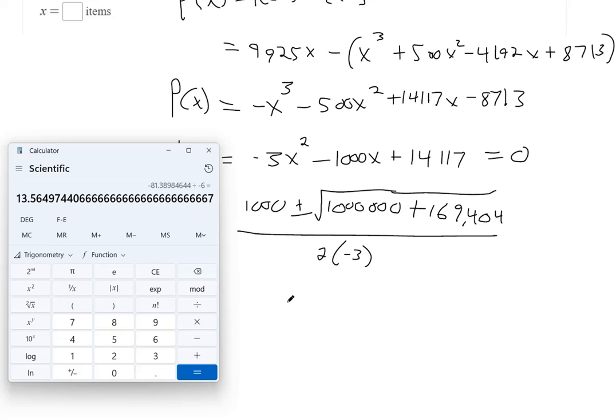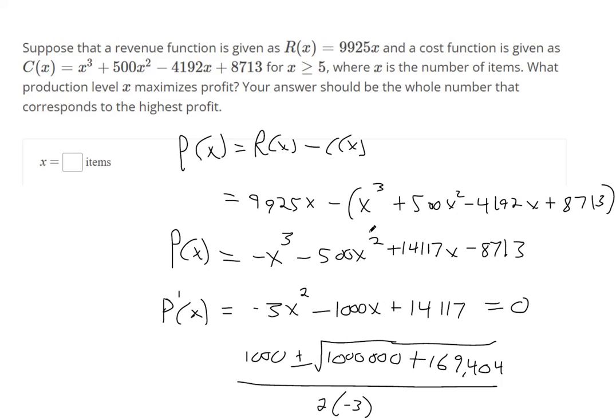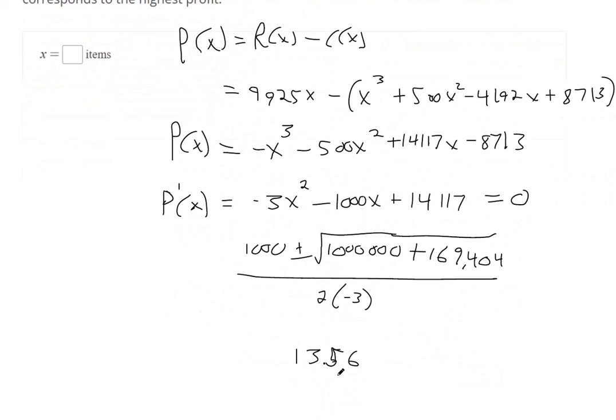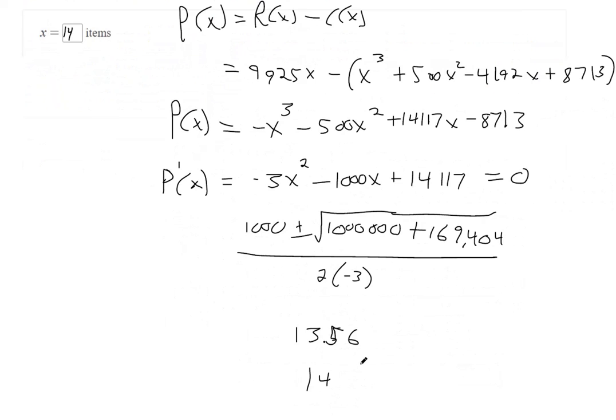So I plugged it into the quadratic formula. I got 13.56. It should be a whole number. So this one rounds up to 14. So my answer, 14 items, because we got to round up.